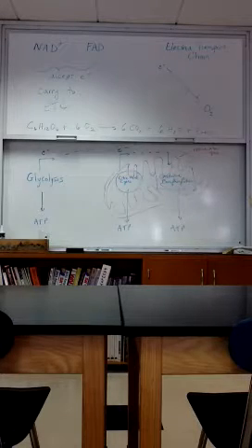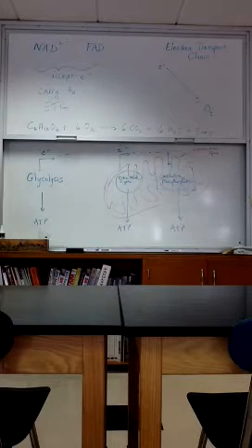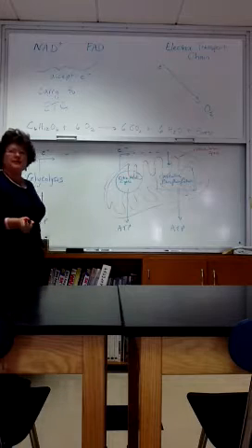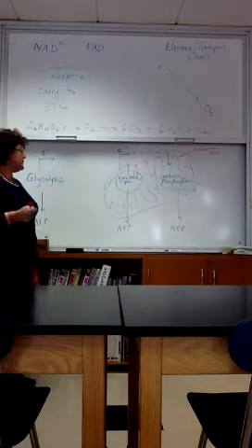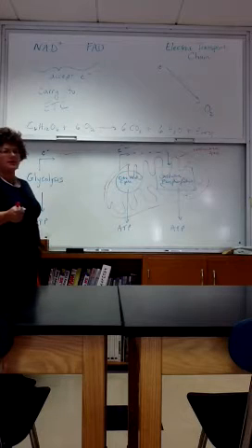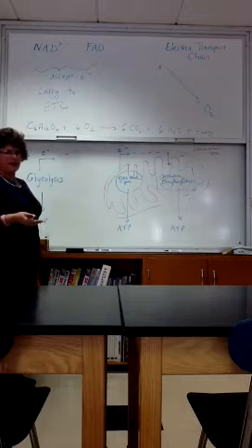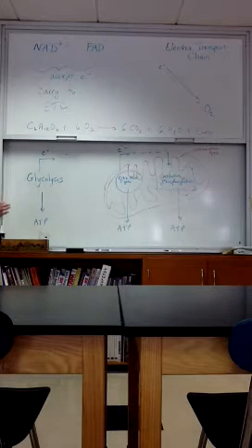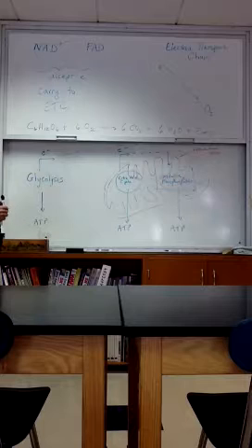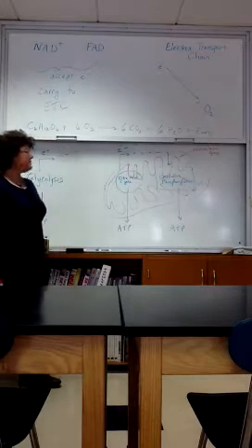More big picture stuff about cellular respiration before we get on to glycolysis. Okay, I just wanted to give you location. Where are these processes occurring inside of cells? So cellular respiration is occurring in both the cytosol and in the mitochondria. So let's look at those three pathways that make up cellular respiration: glycolysis, the citric acid cycle, and oxidative phosphorylation.